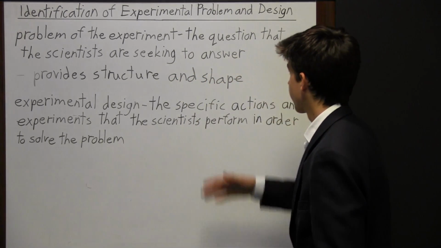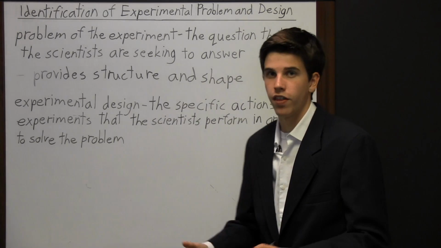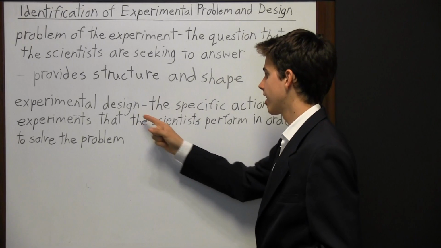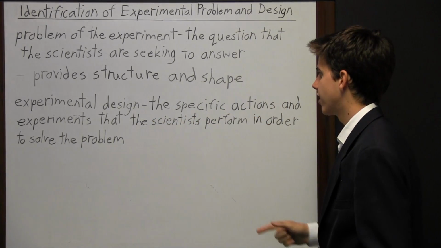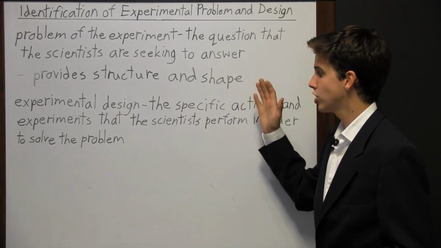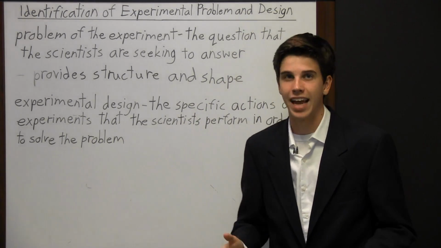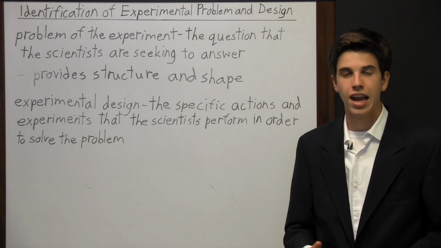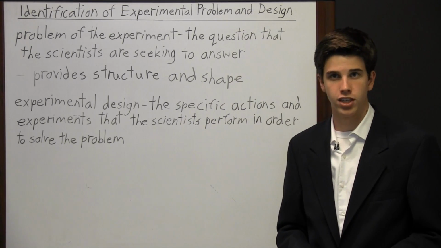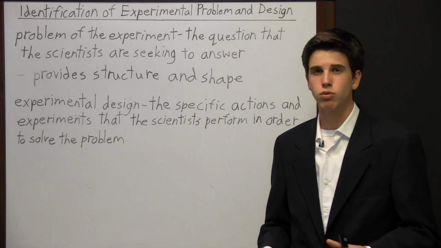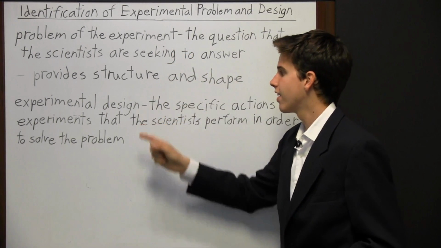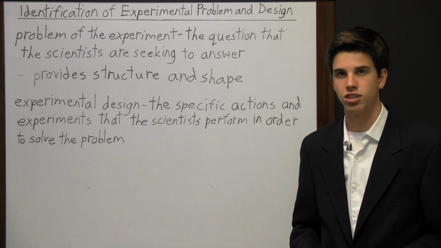Based off of the question you're trying to answer, you come up with an experiment to find the answer to that question. And so that's where experimental design comes in. It's the specific actions and experiments that the scientists perform in order to solve the problem. So you come up with a question and you come up with a way to answer that question. Now, in order to understand the results of the research, you need to understand the rationale for the experiments that have been performed. That's why it's essential that you are able to identify both the problem of the experiment and the experimental design in a research summary.